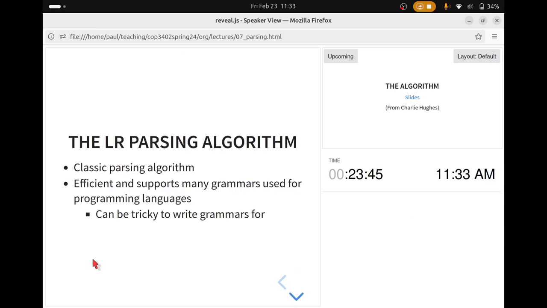Okay, so the algorithm I'm going to show you today is called the LR parsing algorithm. It's a classic one. It's super efficient. It supports a very wide range of grammars. It supports both left and right recursion, unlike recursive descent. But there are some subtleties to writing these grammars. If you ever had to write a Bison grammar, you probably ran into conflicts where it can't determine which grammar production should be applied.